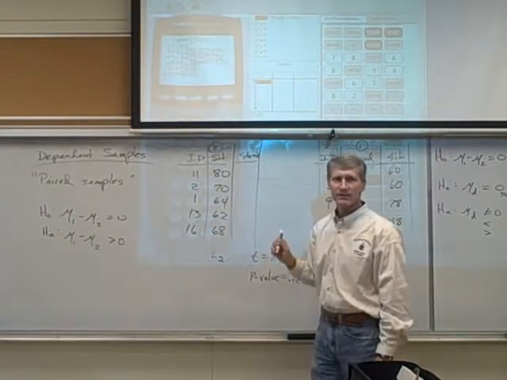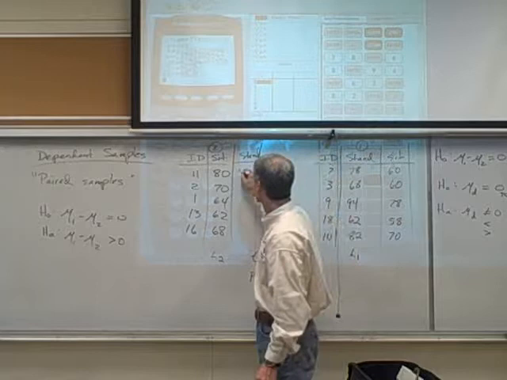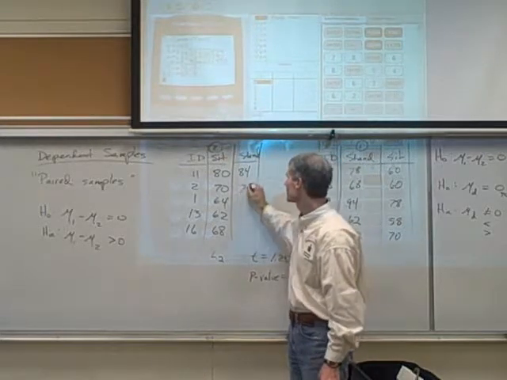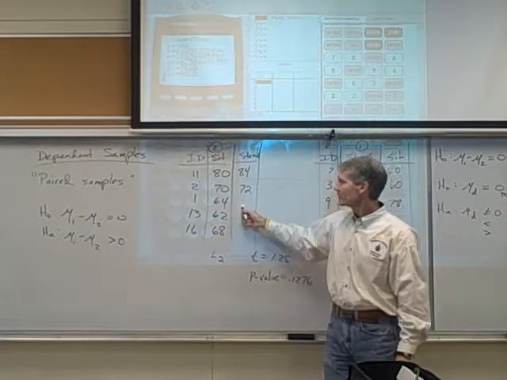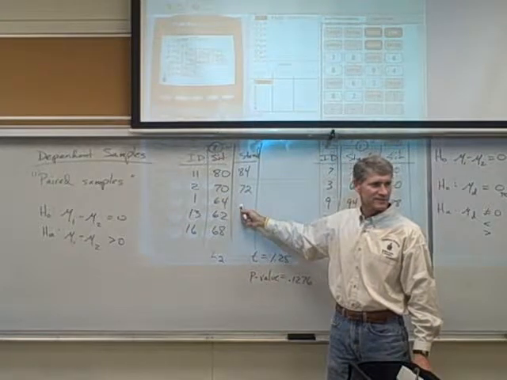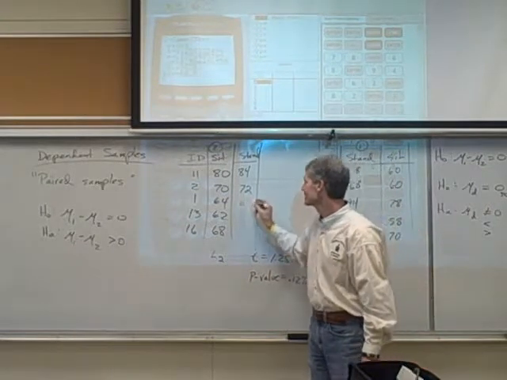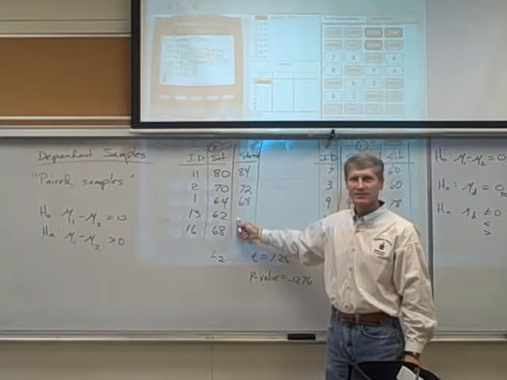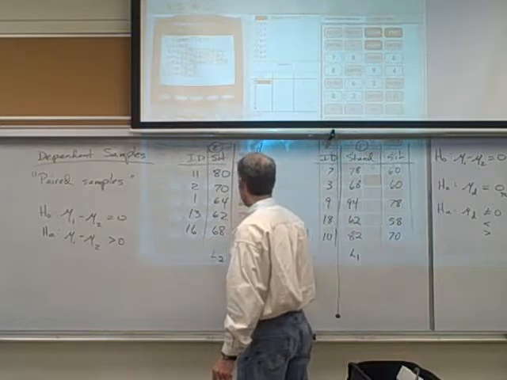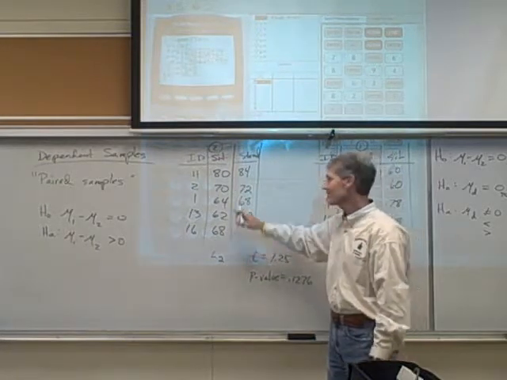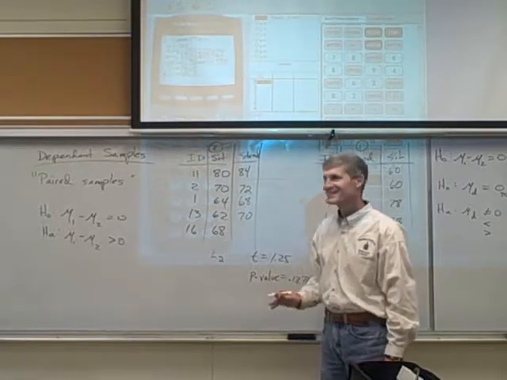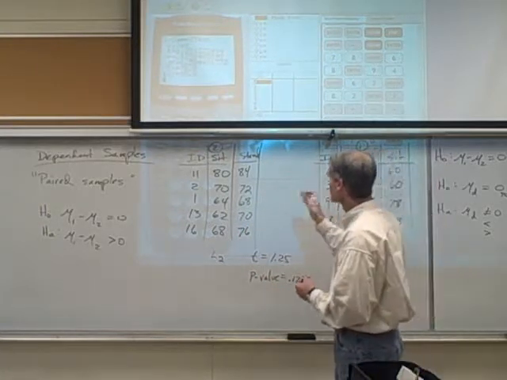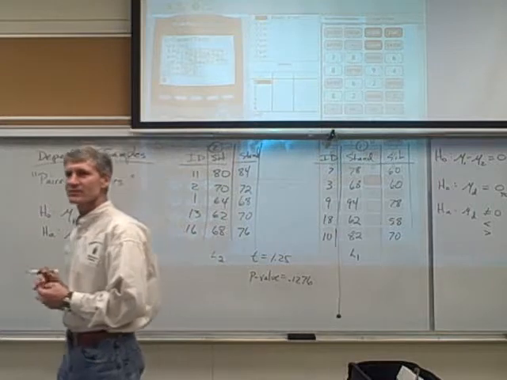Person number 11, 84. Number 2, 72. Number 1, 68. Number 13, 70. Number 16, 76. Okay? Now, what do you notice about every single pair of observations?